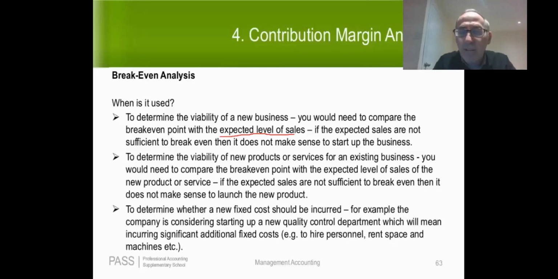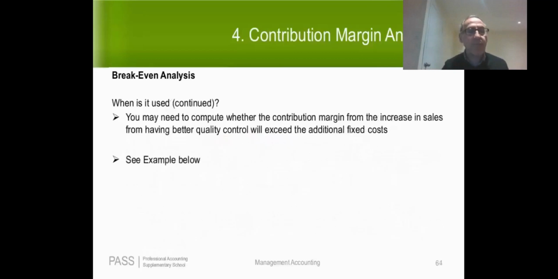Finally, the third one is a less obvious use of break-even, but it can come up. To determine whether a new fixed cost should be incurred. For example, you have a company that's considering starting up a new quality control department. And if we start up this quality control department, it's going to incur significant additional fixed costs. We're going to have to hire salaried quality control personnel. We'll have to rent space. Maybe we'll have to rent some machines, etc.